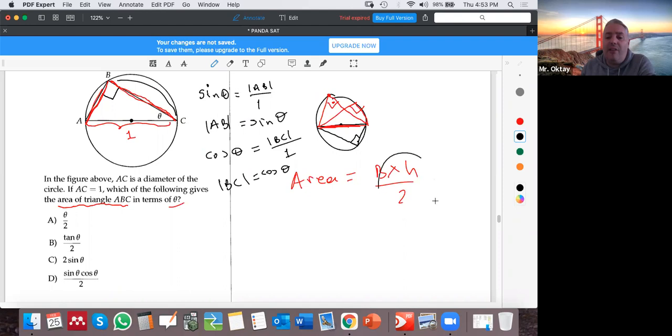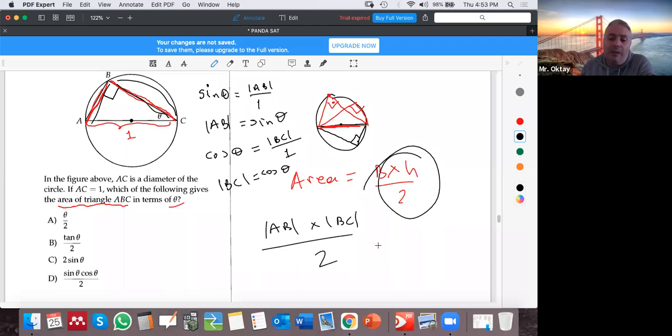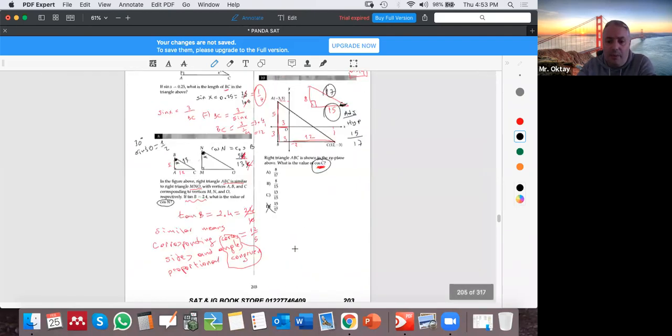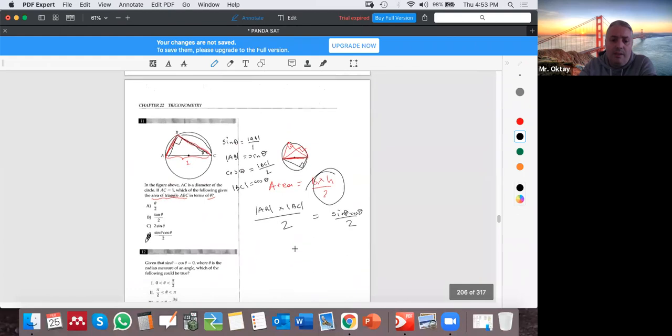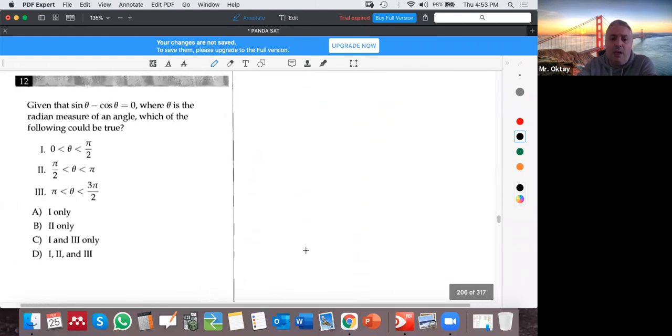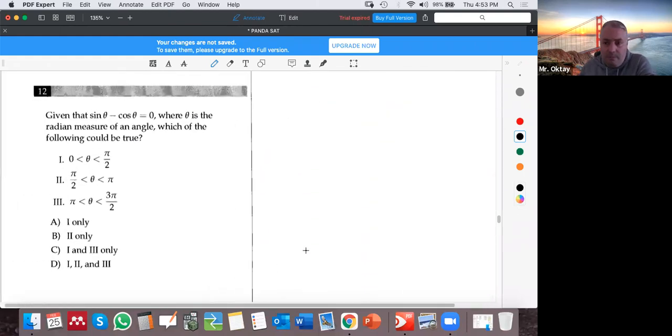Now, what is the area? Altitude times base over 2. So altitude and base, we have AB times BC, and the half. It will be sine of theta times cosine of theta divided by 2, which makes the answer D. Okay, whenever you have questions, just tell me. Now, question number 12, if till here there is no problem.